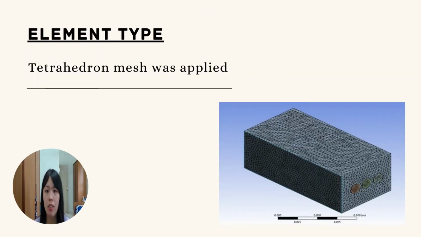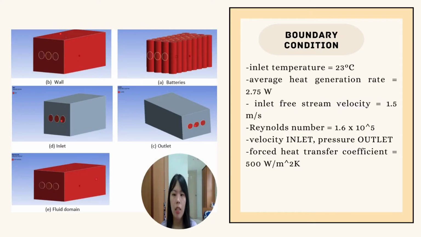For the element type, the tetrahedron mesh was applied. For the boundary conditions, the inlet temperature was set to 23 degrees Celsius and an average heat generation rate of 2.75 watts was used as the thermal boundary condition at the cells. The Reynolds number is 1.6 times 10 to the power of 5 and the inlet free stream velocity is 1.5 meters per second. The inlet and outlet domains were given velocity inlet and pressure outlet boundary conditions respectively. The flow heat transfer coefficient is set to 500 watts per meter squared Kelvin.